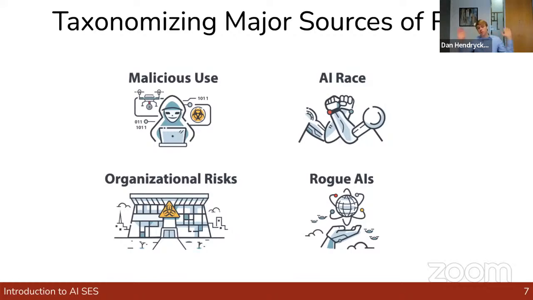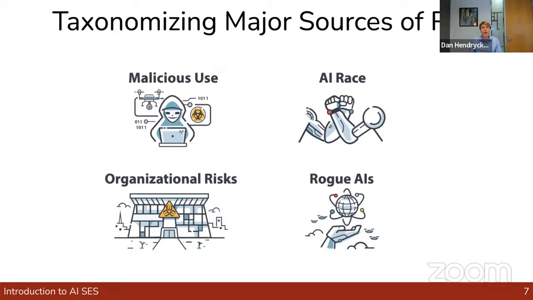So let's talk about the different risk sources. I'm trying to deal with AI risks at a holistic level. I'm not just talking about the risks of misalignment. I'm trying to talk about all the things that increase risk, whether they're technical in nature or social in nature.